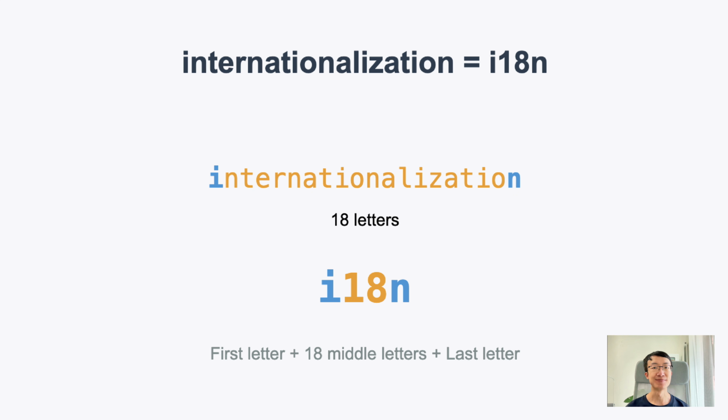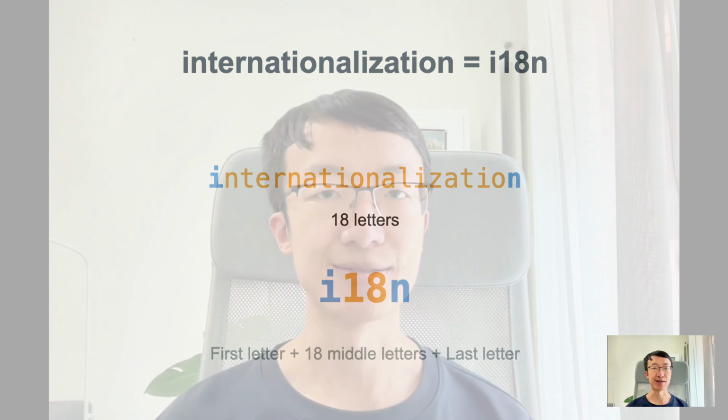In this video, I'm going to introduce two core concepts: internationalization and localization. Let's start with the big one, internationalization. We often shorten it to i18n. That's I, then 18 letters, then n. It's a bit of developer shorthand.